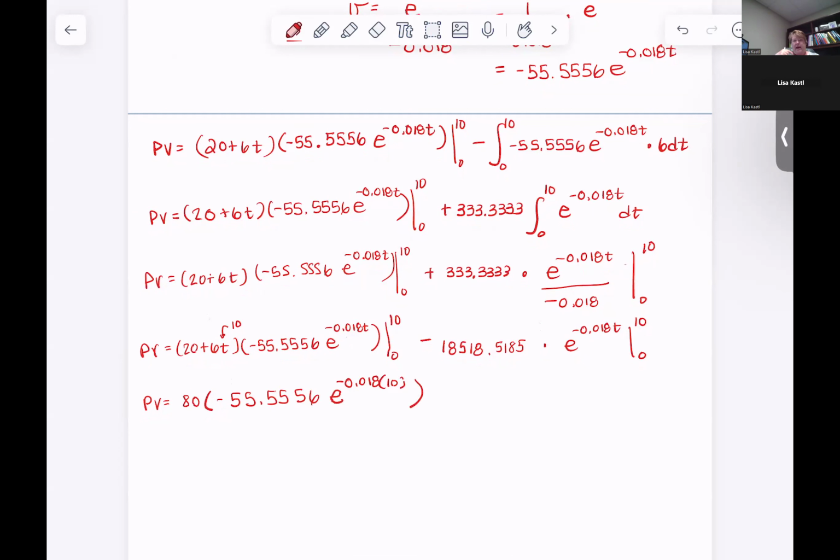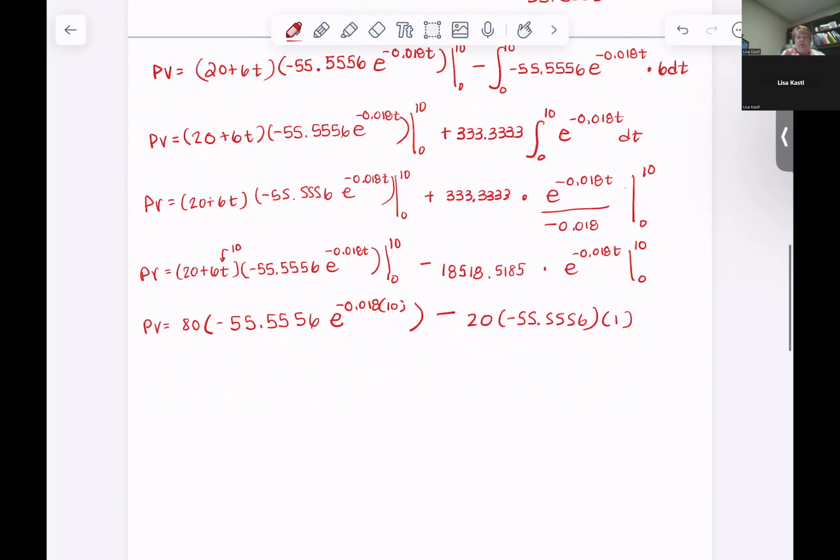And now we're going to evaluate this at 0. So instead of 10, we're going to put 0 in for t. So we're going to get minus. Remember, when you're evaluating, you evaluate it at the top number, and then you subtract the evaluation at the second number. So we're going to subtract 20 times negative 55.5556, and e to the 0 is 1. Okay, so there is the evaluation of that first part.